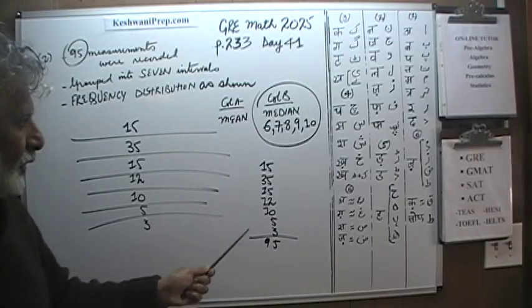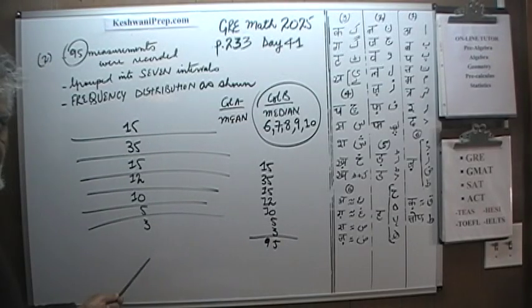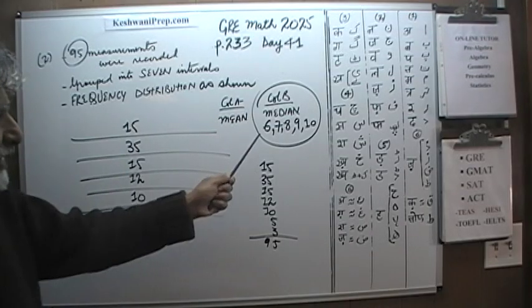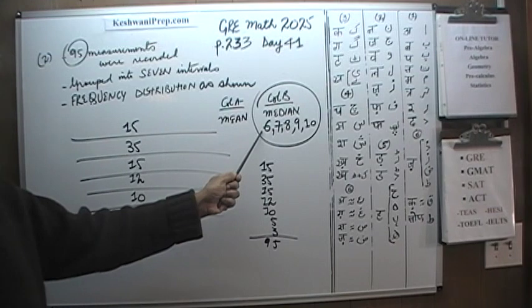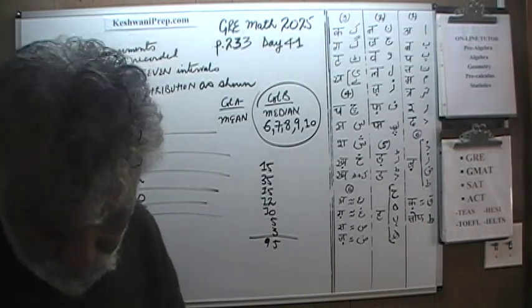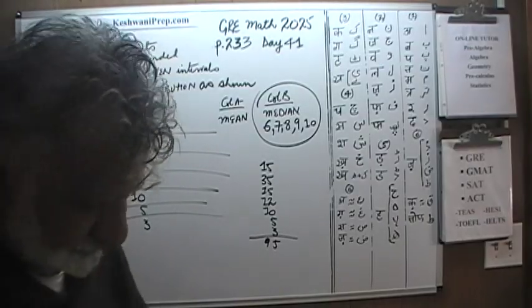Similarly, if we can show that the greatest possible value of mean here is still less than this guy, then we are still in business. We have to look at the two extremes. Let's look at the least possible value of mean first. Let's see what happens.